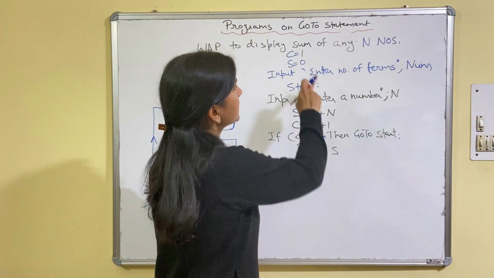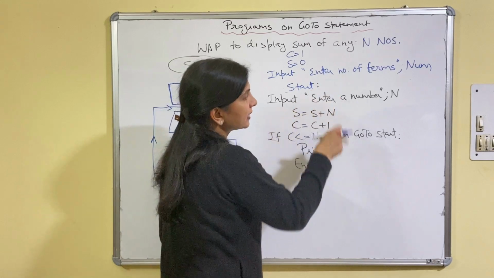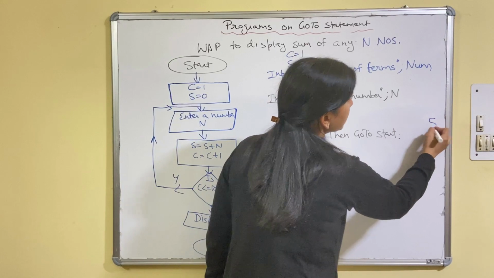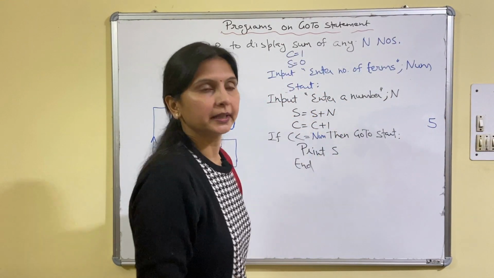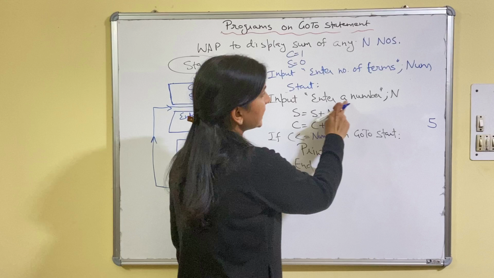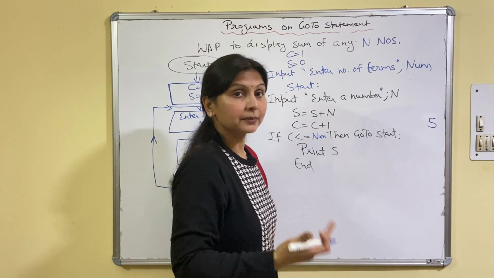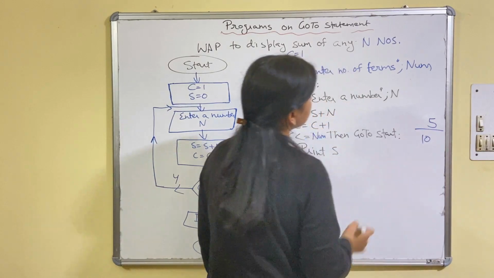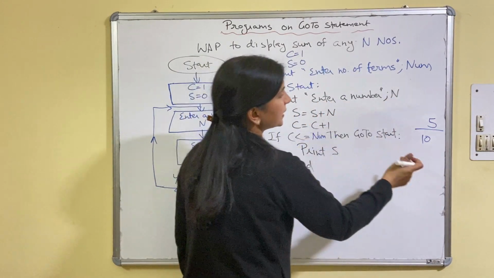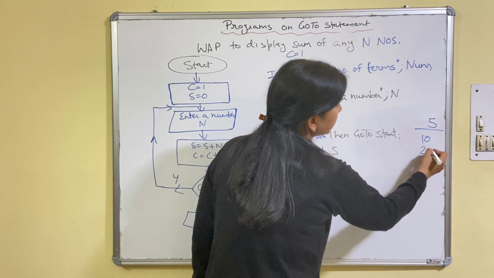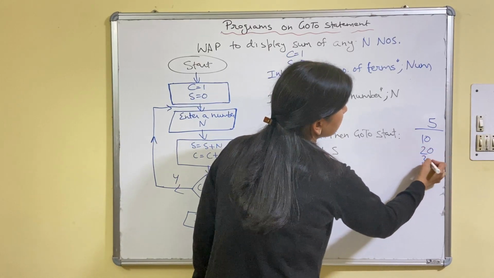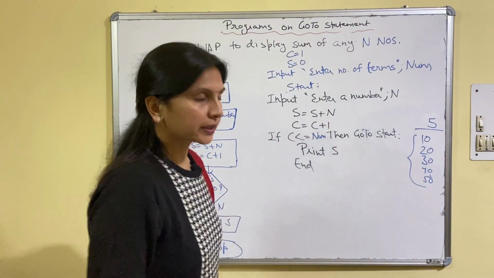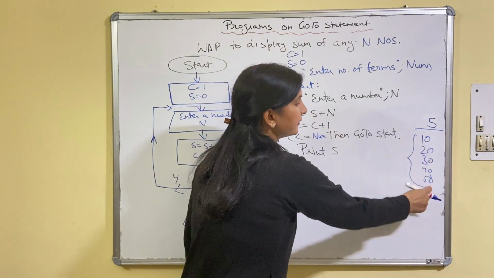So let's see. When we run this program, it will ask you enter number of terms. Suppose I have given 5. So 5 will be assigned into num. Fine. Then it will ask enter a number. Which numbers do you want to sum? Suppose I have given 10. So 10 will be assigned into n. So it will add that. Then it will ask another number. Suppose 20, then 30, then 40, then 50. So these 5 numbers, it will show you the sum of these 5 numbers.